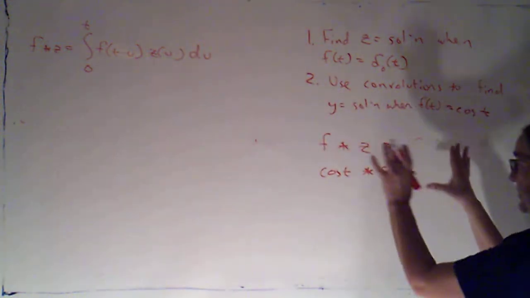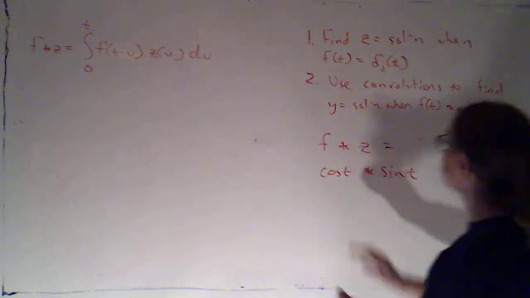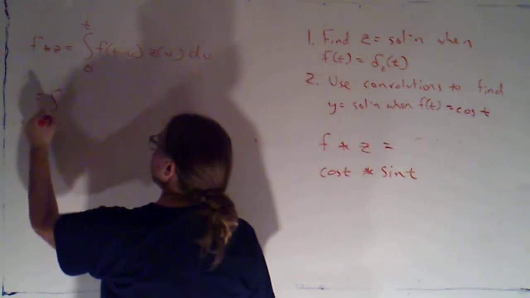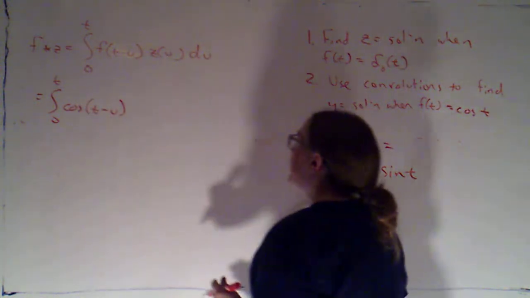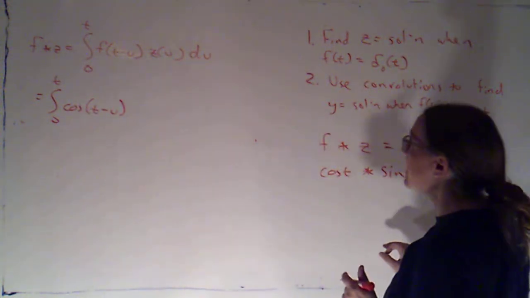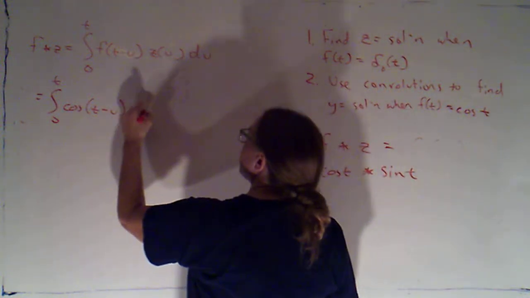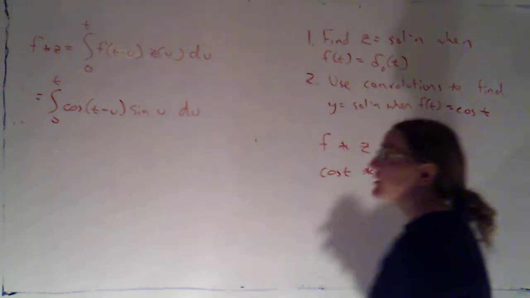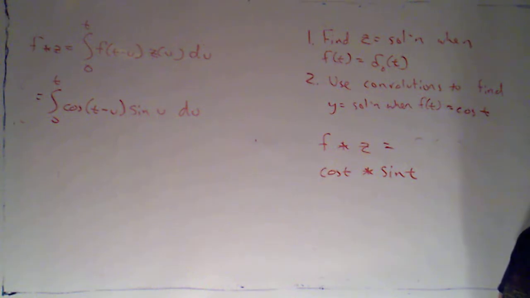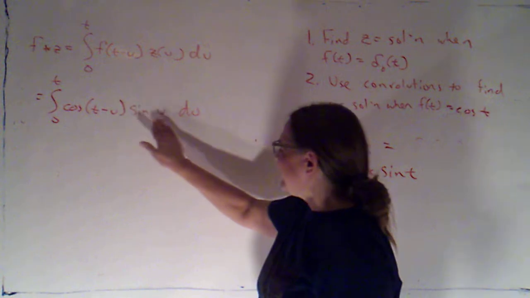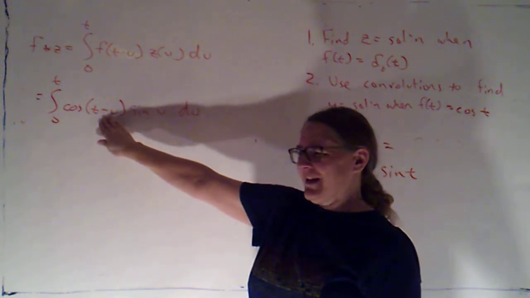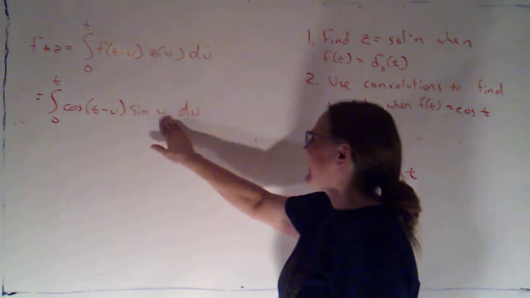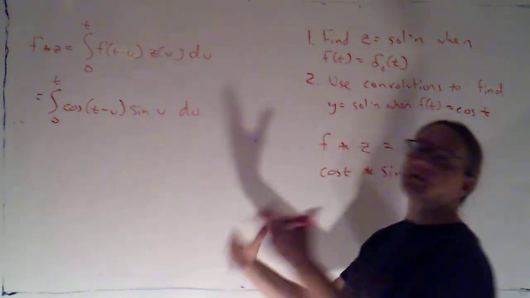So let's write that out with our particular functions. F was cosine, so we're going to get the integral from 0 to t of cosine of t minus u times z, we said, was sine, and we're evaluating that at u, and then integrating with respect to u. Okay. Now, this looks a little bit tricky, of course, because I have different inputs to my two different trig functions. This is cosine evaluated at t minus u, that's sine evaluated at u, but it's trig.